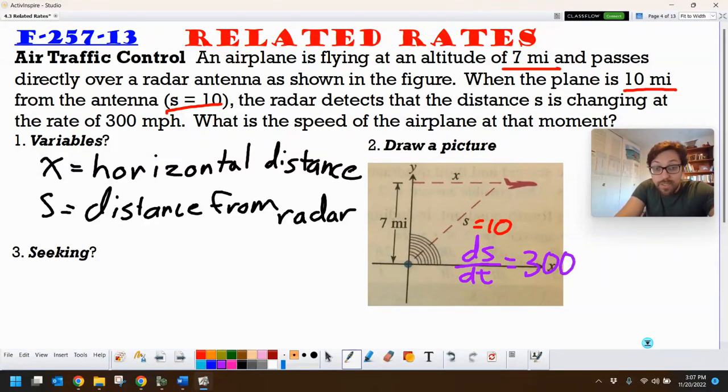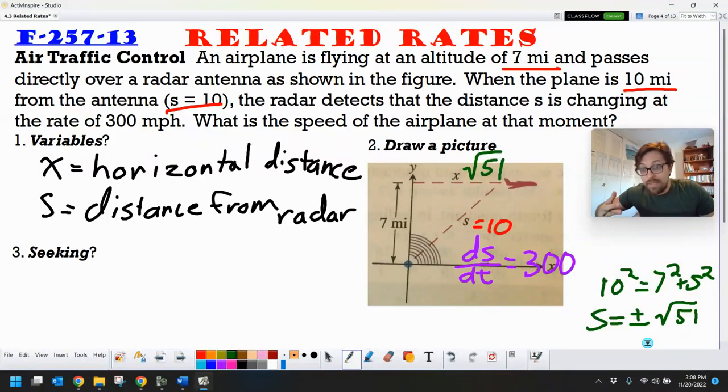Now, this is just a little right triangle, so we can also figure out what that X value is using the Pythagorean theorem. Am I going to need that? I don't know. I'm just trying to fill in this diagram with as much information as I can. There's nothing else about this problem that I've been given.